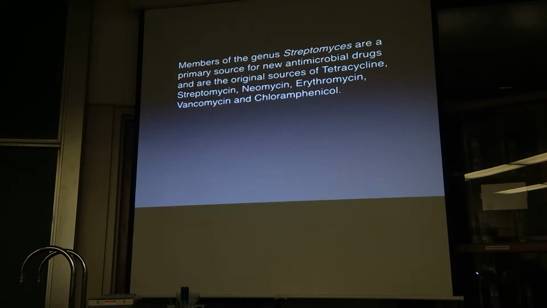One of the important features of Streptomyces, these are an important source of new antibiotics. So there's a lot of different antibiotics that originally were obtained from Streptomyces. I have a list there: tetracycline, streptomycin, neomycin, erythromycin, vancomycin. If you look up vancomycin now, what you'll find out is the organism that produces vancomycin is not Streptomyces. It used to be, but the name has been changed, and that's happening a lot with taxonomy. So they are an important source of antimicrobial drugs.